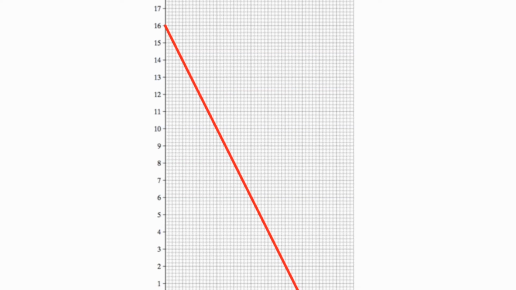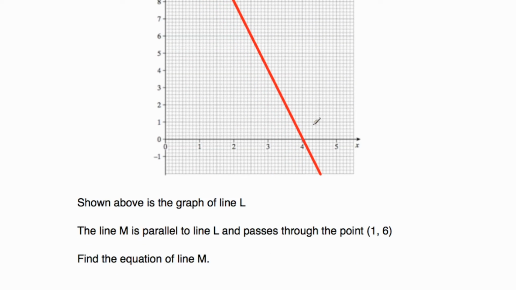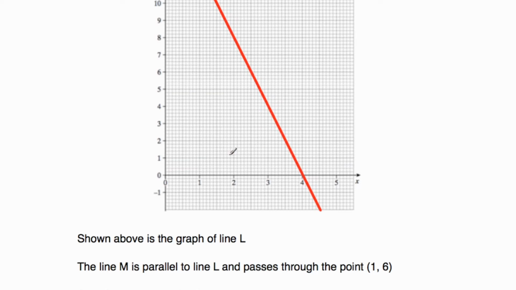In question number 16, we've got this graph and we've got a line drawn on it, and it says shown above is the graph of line L. So this is line L, and we're told that line M is parallel to line L and passes through the point 1, 6. Find the equation of the line M. So we're trying to find the equation of a line that's parallel to this line and passing through the point 1, 6. So let's plot our point 1, 6 on. So it's going to pass through that point.